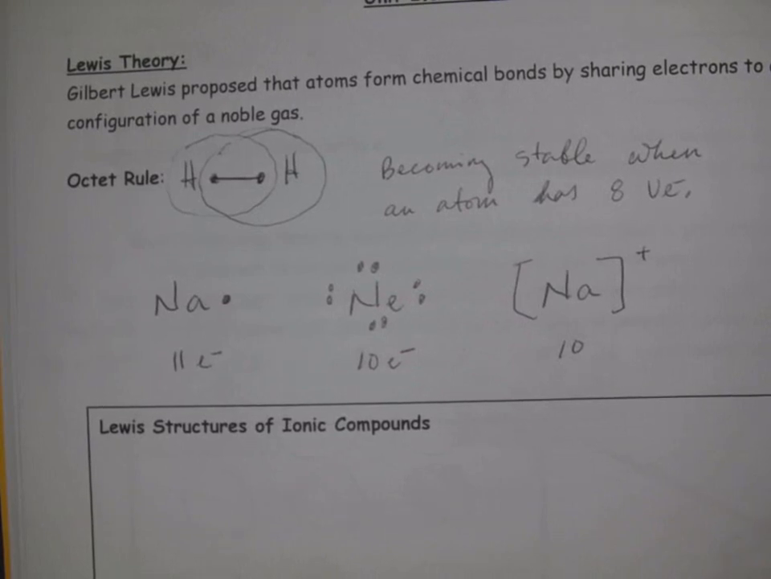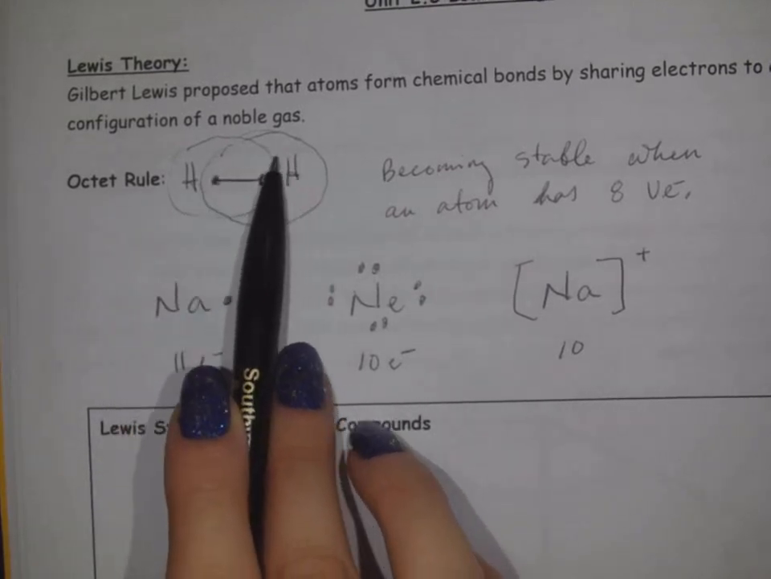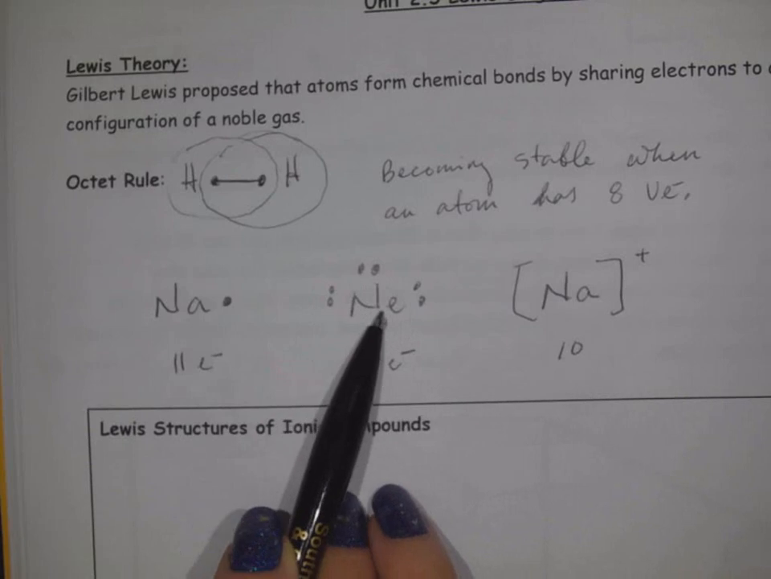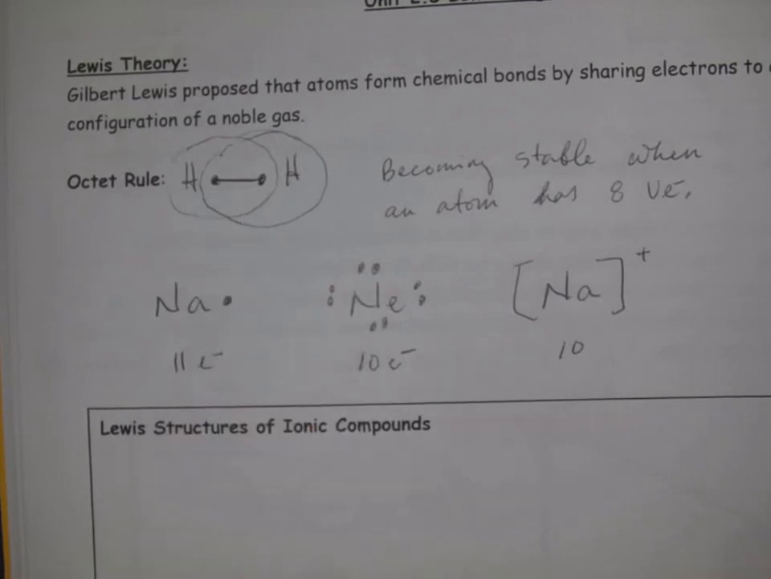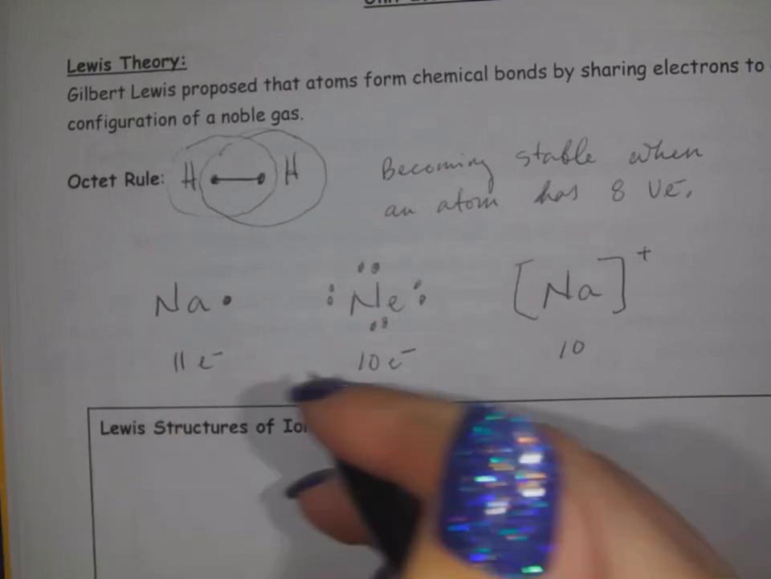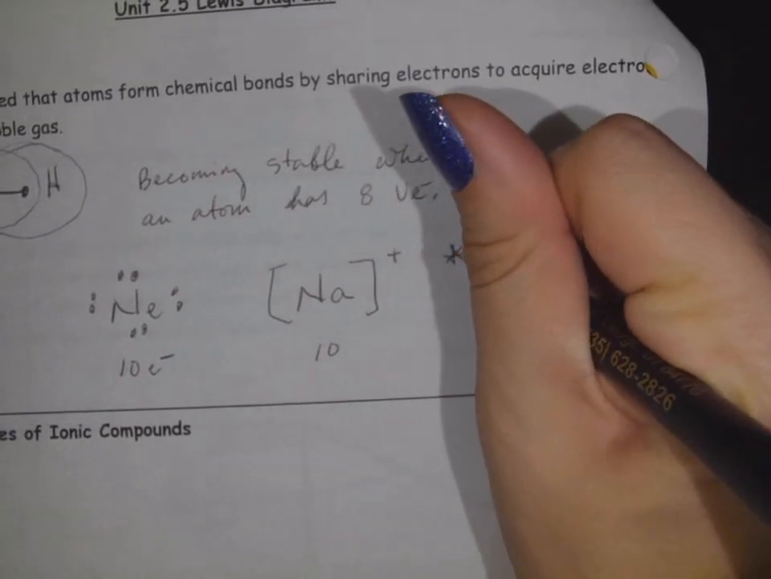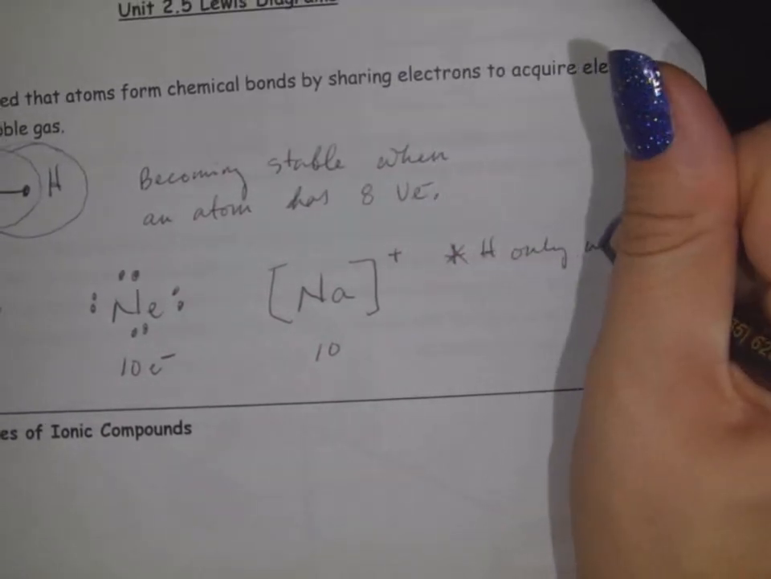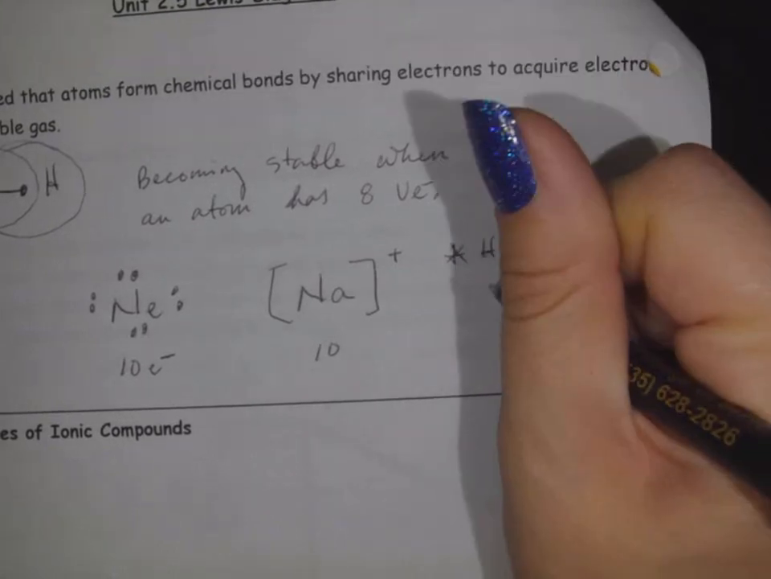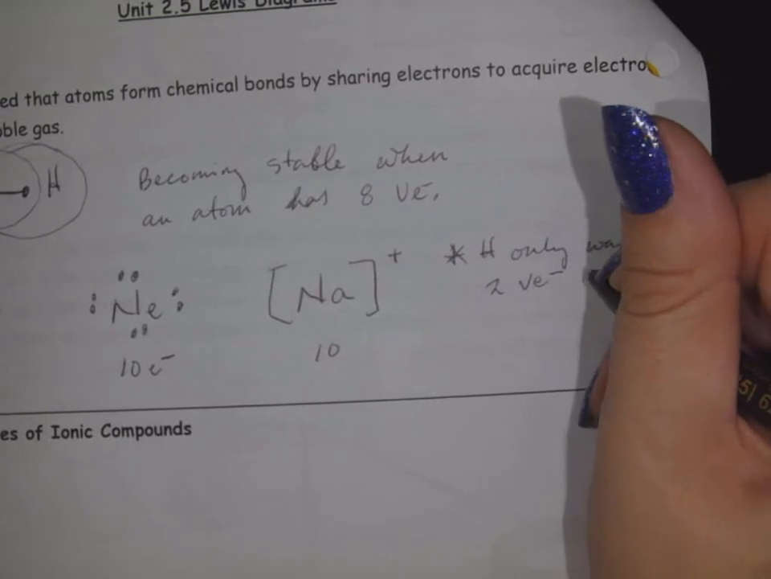An exception is hydrogen. Hydrogen is really stable like this, so instead of wanting 8, it tends to want a duet instead of an octet. So hydrogen is a little exception here, only wanting 2 valence electrons instead of 8.